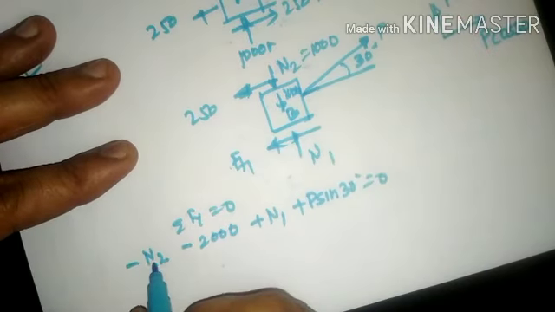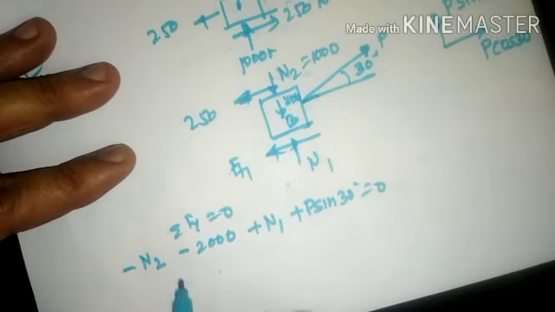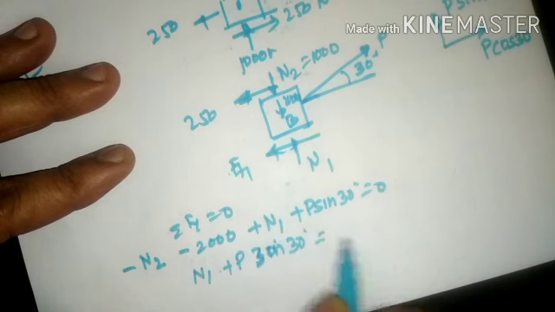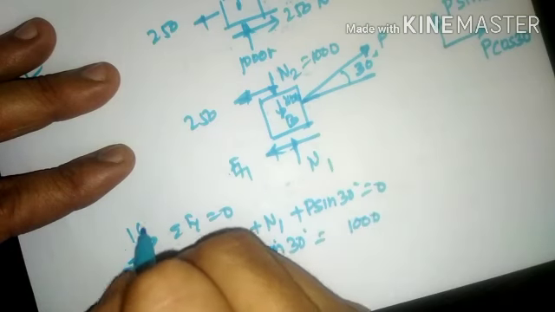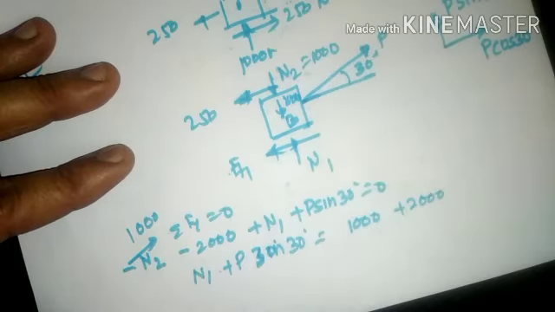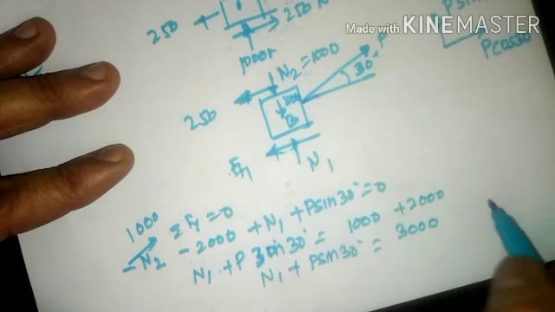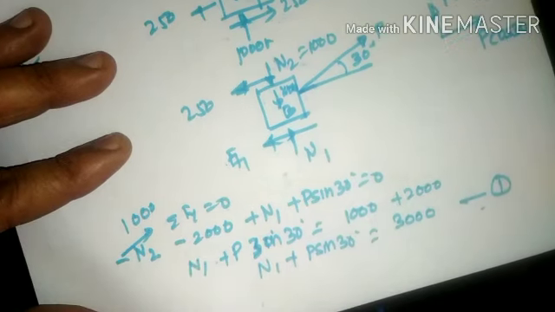Here the N2 value is already given, which is nothing but 1000. So N1 plus P sin 30 will be equal to 1000, because the N2 value is 1000, plus 2000. So N1 plus P sin 30 will come out to 3000. Make this equation number 1. Both are unknown, so keep it as it is.